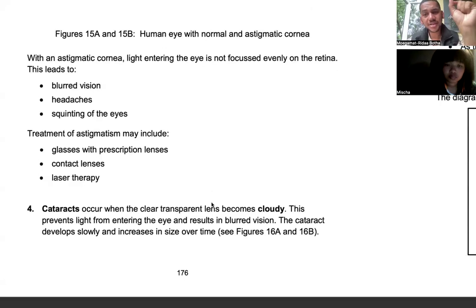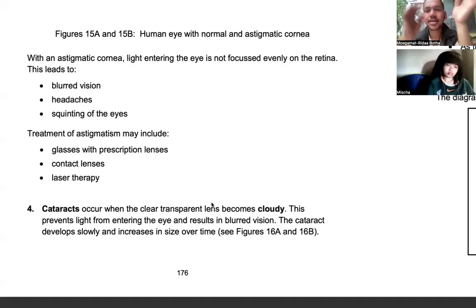Okay, the last condition is that of cataracts. Cataracts occur when the clear, transparent lens becomes cloudy. Our lens is clear to allow the light to enter the eye. When it becomes cloudy, cataracts. So C for cloudy, C for cataracts. Easy to remember. This prevents light from entering the eye and results in blurry vision.